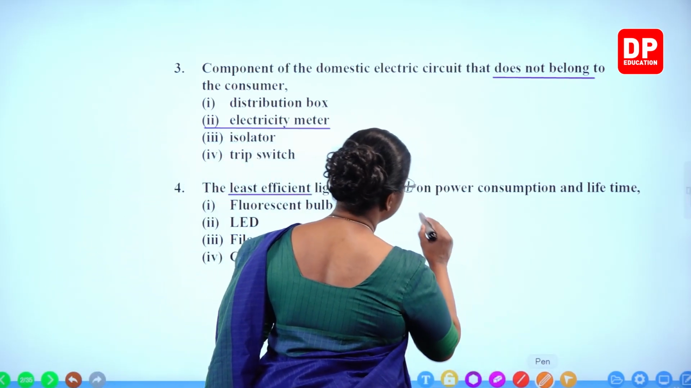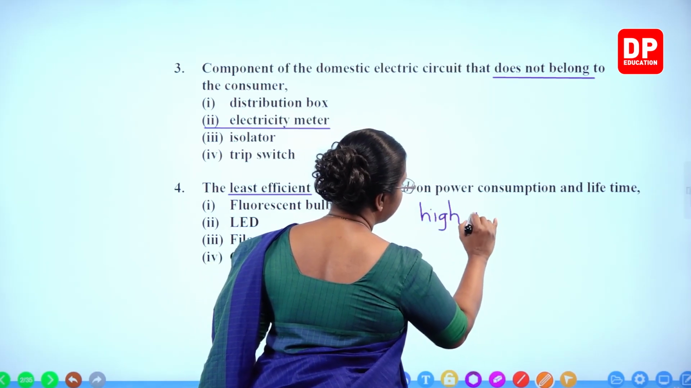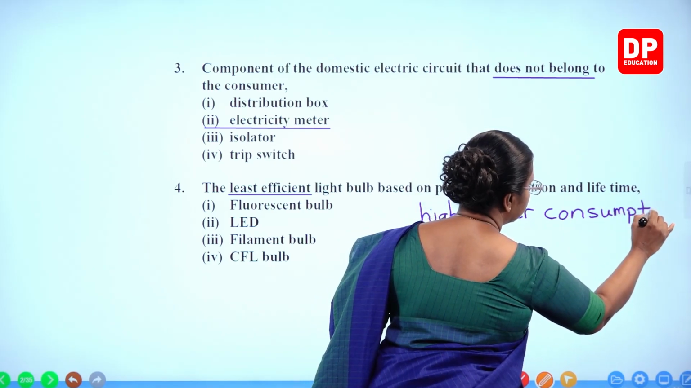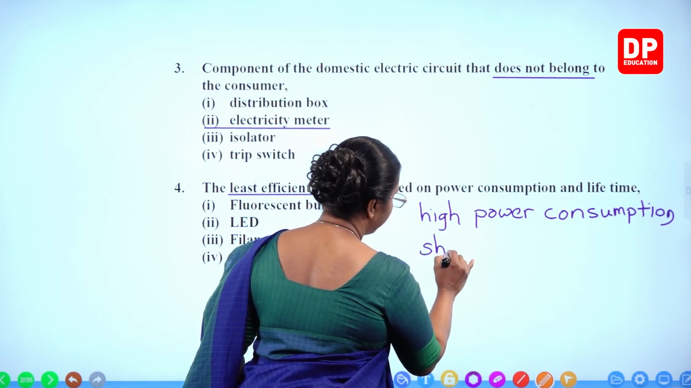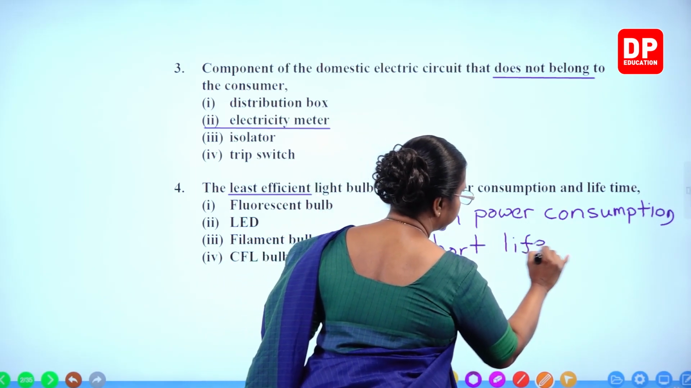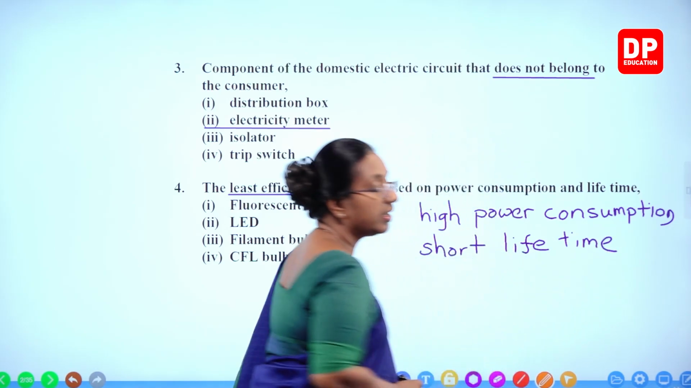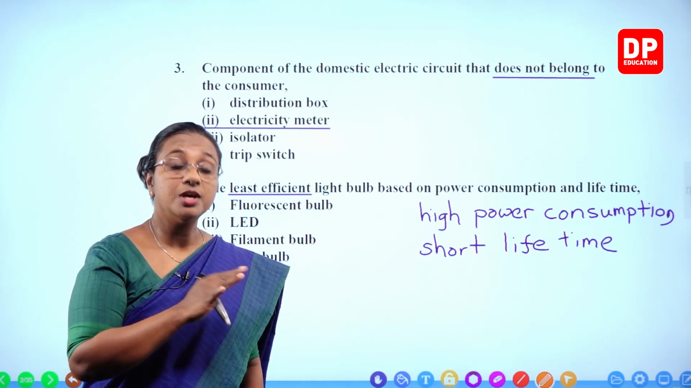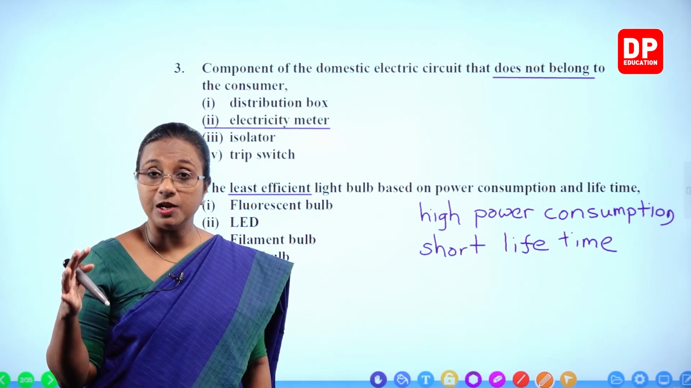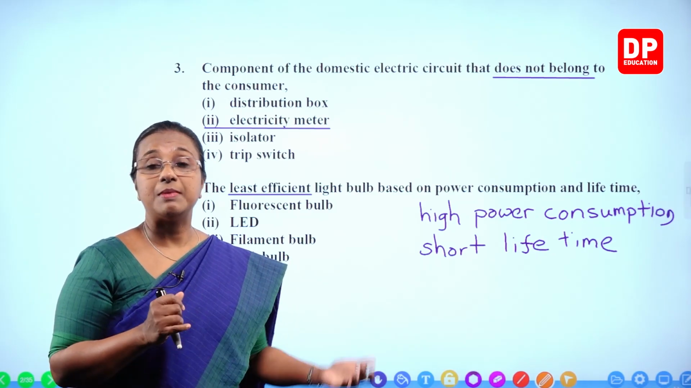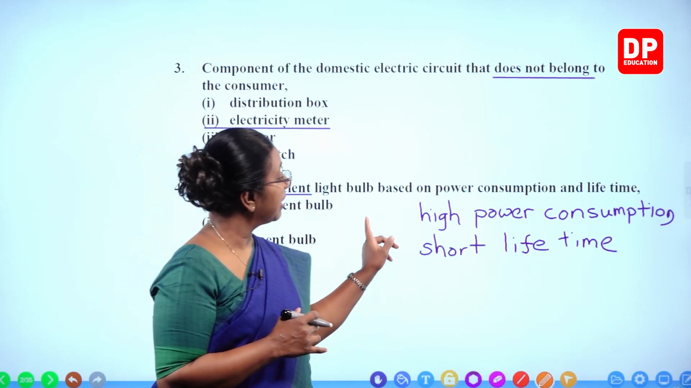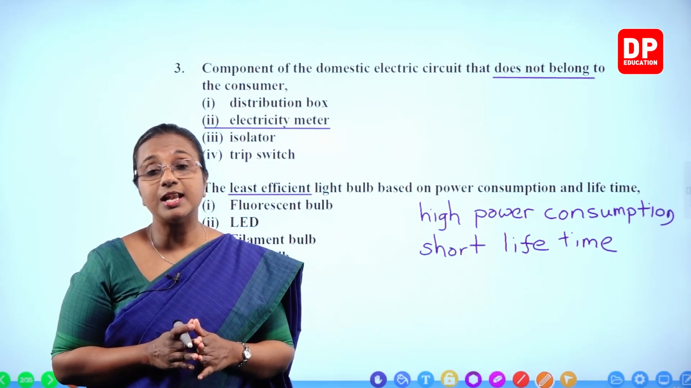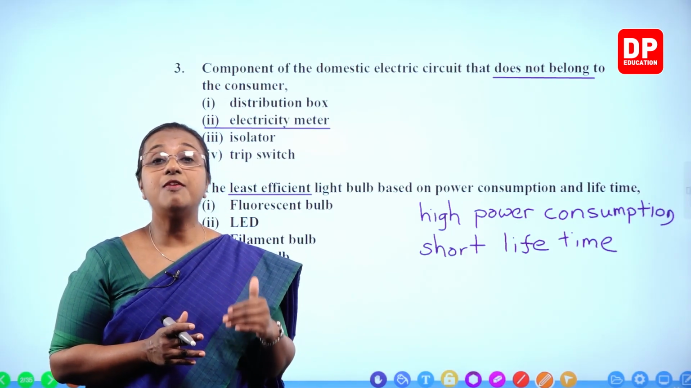So, there we need to consider the bulb that has high power consumption and short lifespan, short lifetime. If you consider all the bulbs, normally the filament bulb, that is the tungsten bulb, has been in use for a very, very long time. But now the use of filament bulbs is decreasing. Why? That is the bulb that takes up a very high amount of electric power and also it has a short lifespan. Then after that, the fluorescent bulbs.